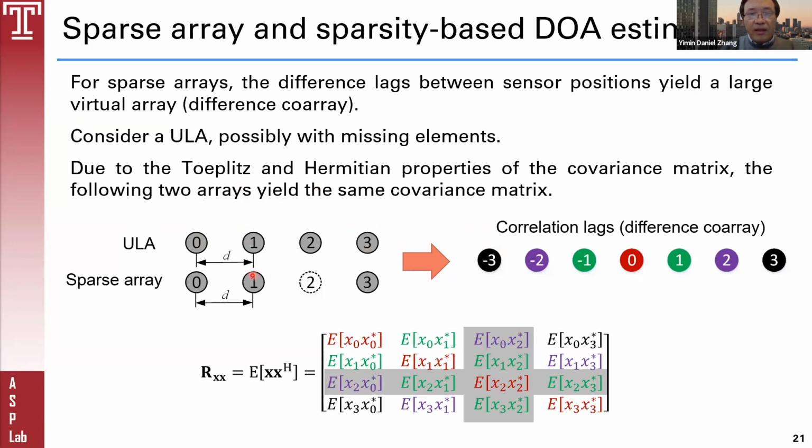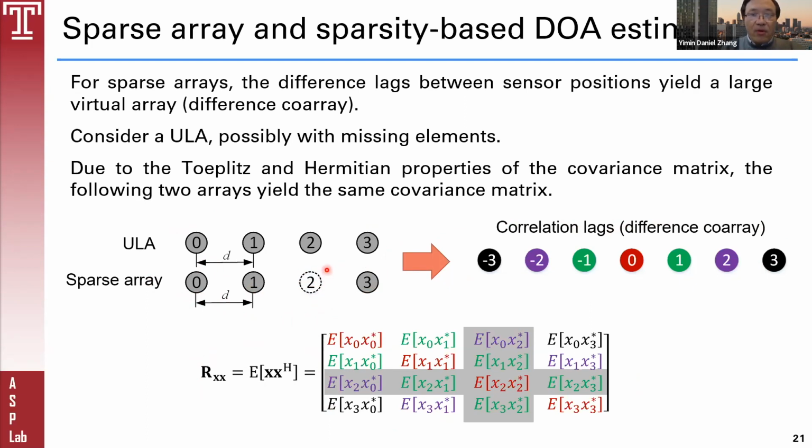Whereas if you look at this array, it's really similar. The only thing is I removed this sensor. So now I only have 3 sensors. And if you look at this one, we can also calculate lag 0, lag 1, lag 2, and lag 3. So actually I can still get the same lags. So in this case, we say that these two arrays are co-array equivalent, or more specifically, difference co-array equivalent.